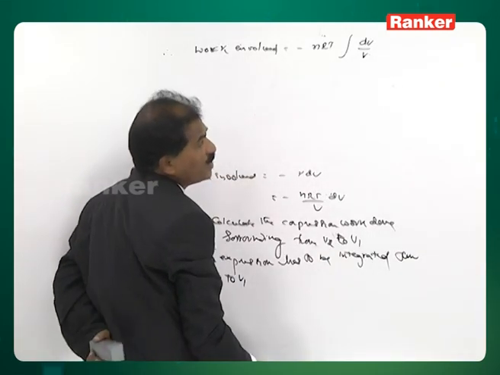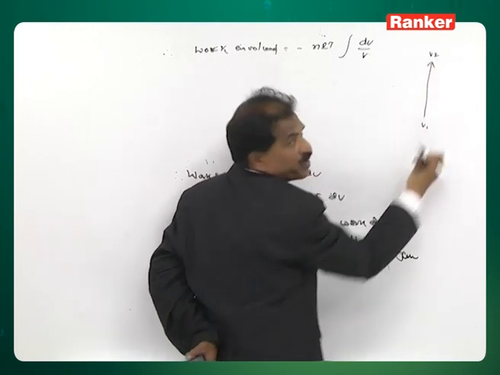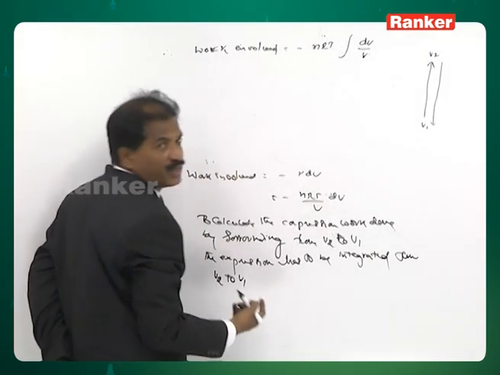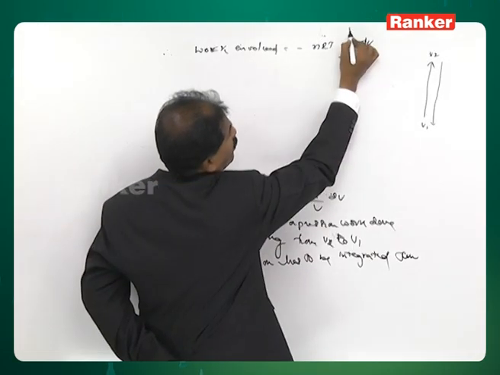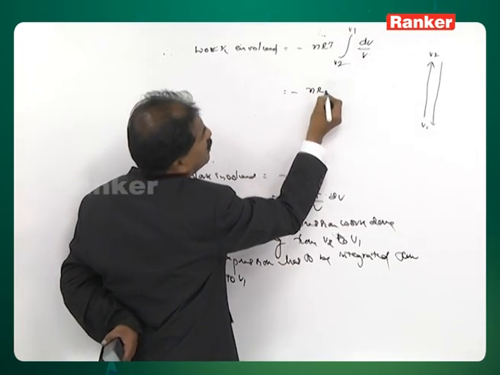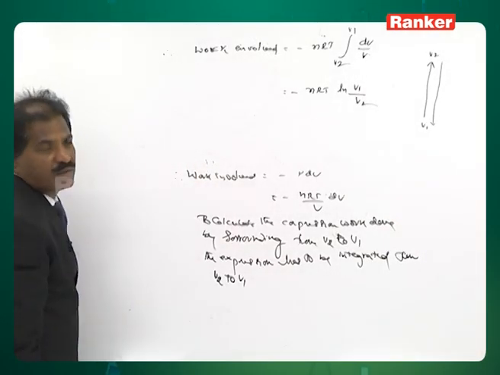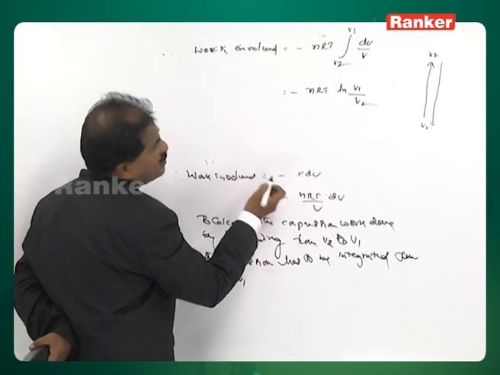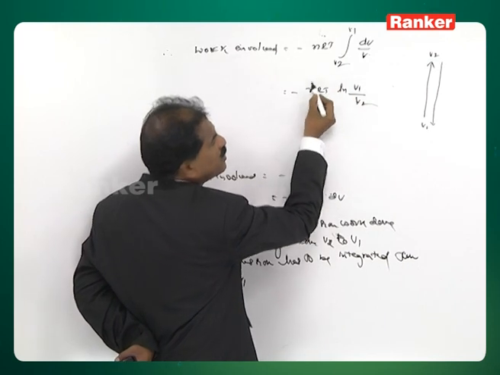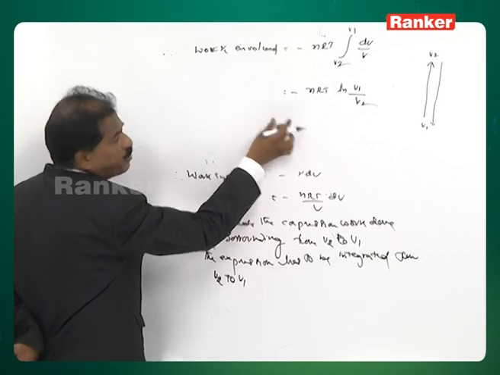Now the gas is undergoing compression. That means initially gas has been expanded from V1 to V2. During compression, the gas is coming back from V2 to V1. Therefore, here the final volume is V1 and the initial volume is V2. Therefore, minus nRT ln V1 by V2. Since V1 is less and V2 is more, this log term is negative. Negative into negative, positive. Therefore, the final expression will become positive.